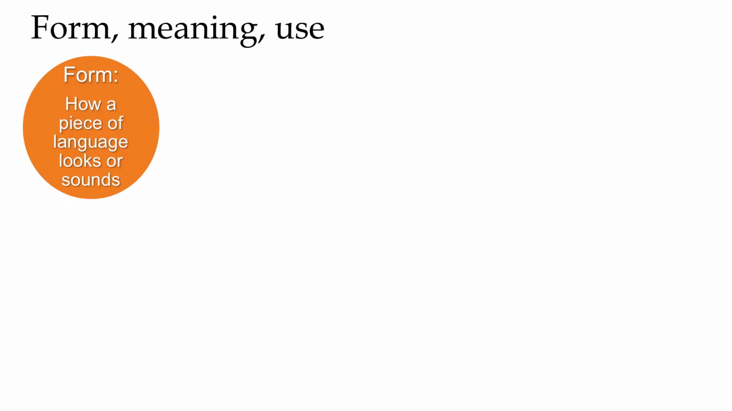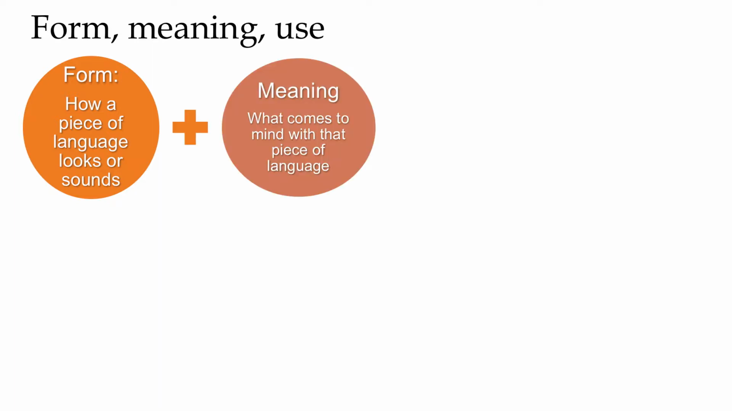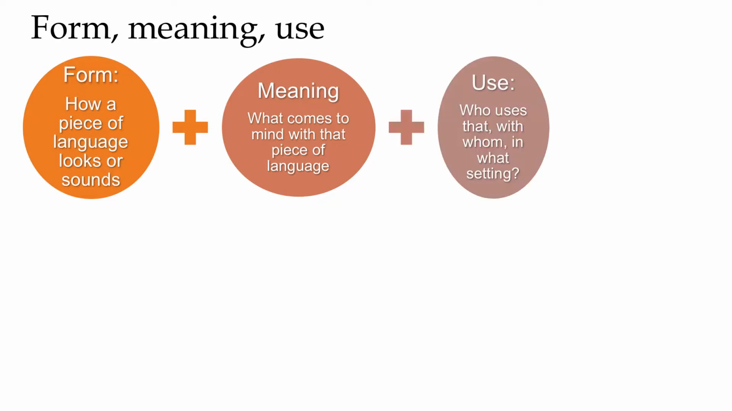So the form would be how a piece of language looks or sounds, how it's written or how it's spoken. The meaning would be what sort of comes to mind, what images come to mind with that piece of language when you hear it or when you read it. Then the use would be this sort of social information. Who would use that piece of language? Who would use it with whom? And in what kind of settings? And all of that together would sort of make up this lexical entry. It would have these three different aspects.